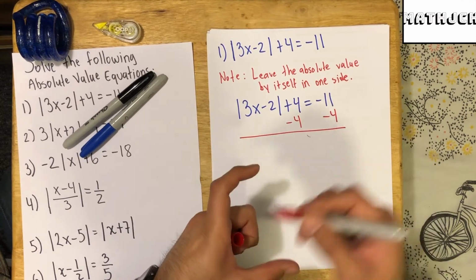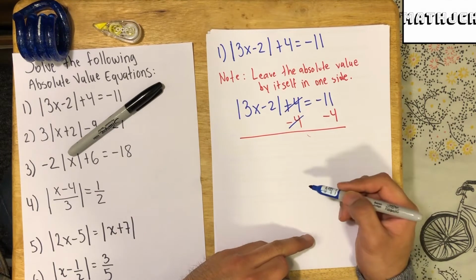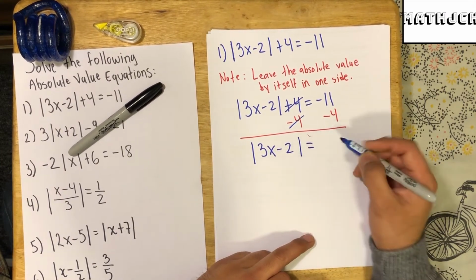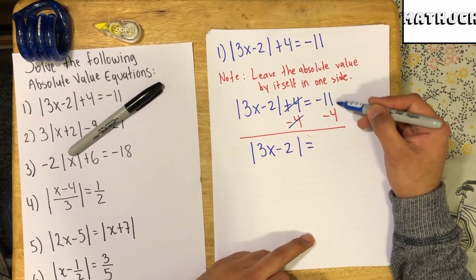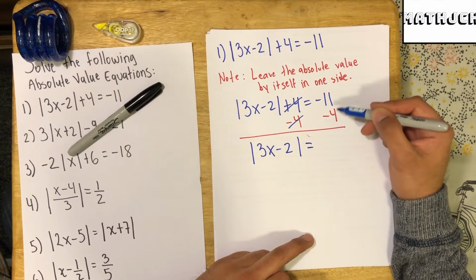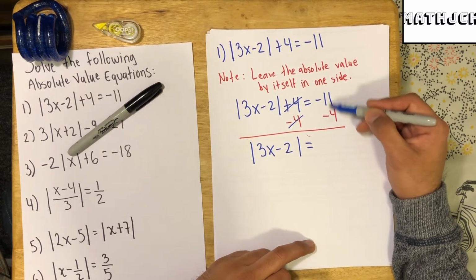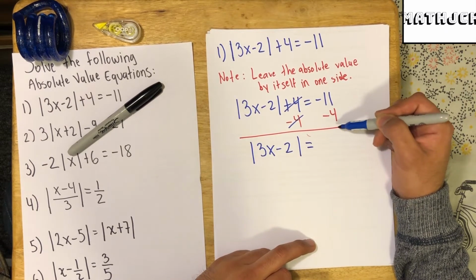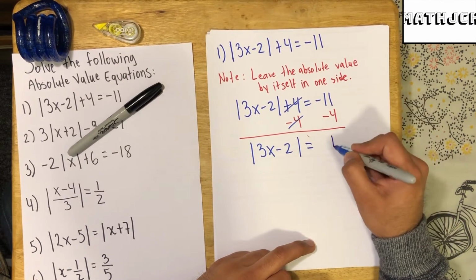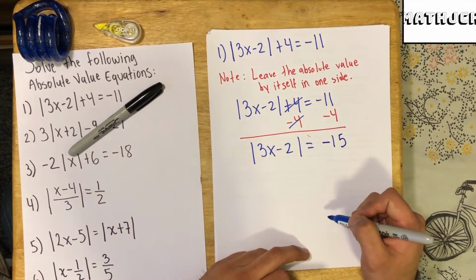So we subtract by 4. So plus 4 and negative 4 cancel. And we are left with the absolute value of 3x minus 2 equals, in here we have like terms. We have negative 11 minus 4. Every time that you have both negative numbers and you want to combine them, add and keep the negative sign. So we're going to add 11 and 4. That will give us 15. But since both are negative, keep the negative sign.